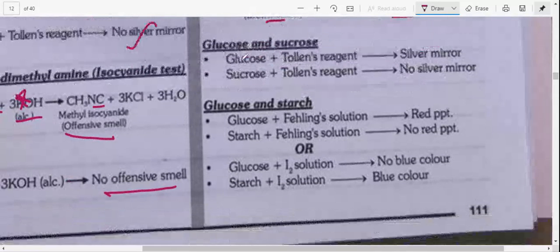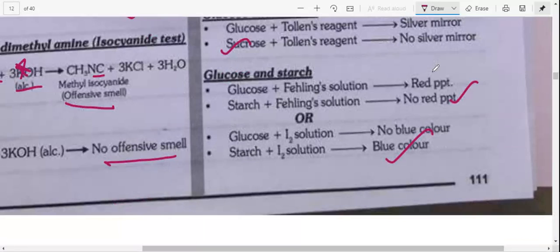Next is glucose and sucrose. Glucose gives Tollens reagent test, whereas sucrose does not. Glucose and starch: glucose, when reacted with Fehling's solution, will give a red precipitate because it has the CHO group, the aldehyde group. When starch is reacted with Fehling's solution, there will be no red precipitate. Glucose with iodine solution will not give any blue color. But starch with iodine solution will give a blue color. This is very important.